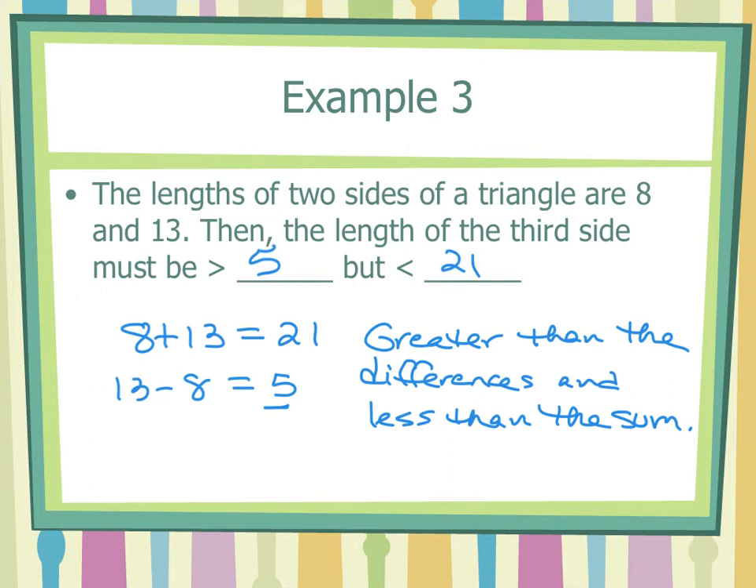So a third side length of this triangle could be a 6, it could be 7, 8, 9, 10, all the way up to 20. And these could be all side lengths. And they could have fractions. They could be like 5.5. But any number in between 5 and 21, not including 5 and 21. So it's got to be greater than the difference and less than the sum.